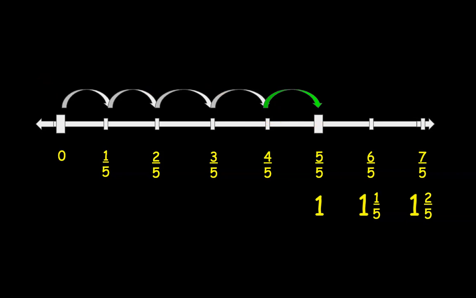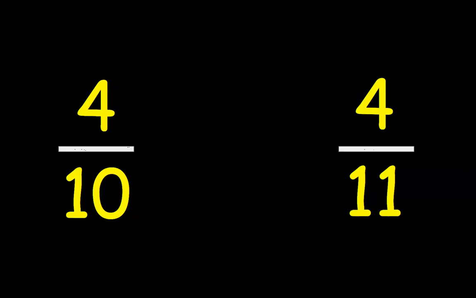There we go. And we can actually go past that. We can get another pizza. We could eat 6/5, which is 1 1/5, or 7/5, which is 1 2/5. Just as an exercise, let's count together from 0. 0, 1/5, 2/5, 3/5, 4/5, 5/5, or 1, 6/5, or 1 1/5, 7/5, or 1 2/5.